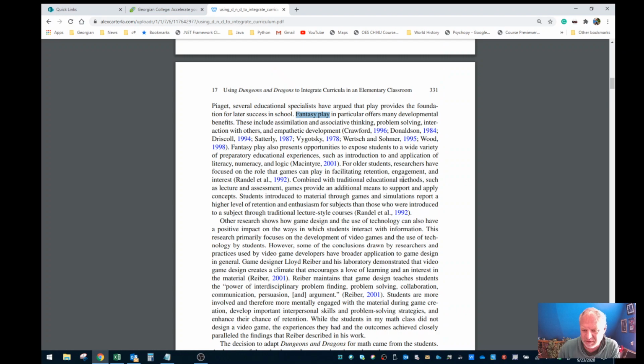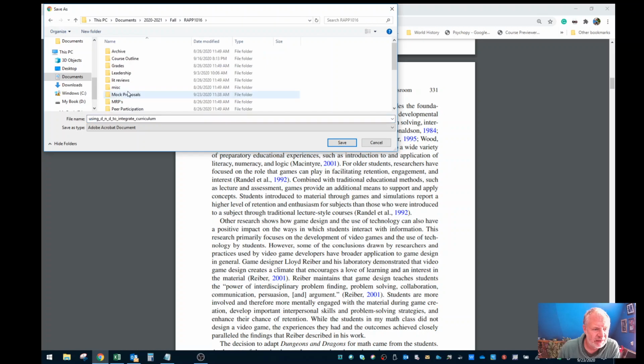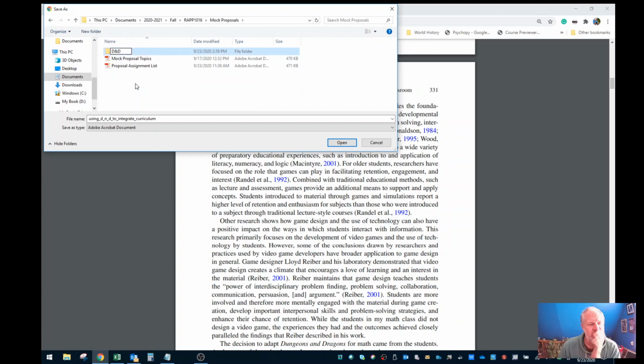What I'll want to do is save this article. And I can put this in my folder. Let's see. And I'll call it D&D. I'll usually just give them a research study. Okay.